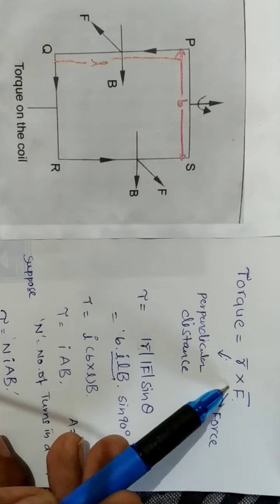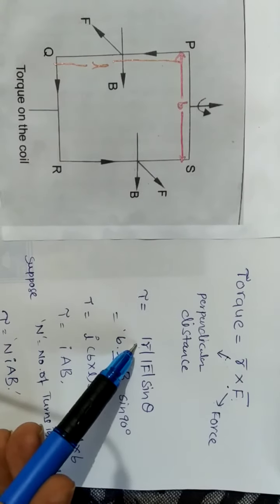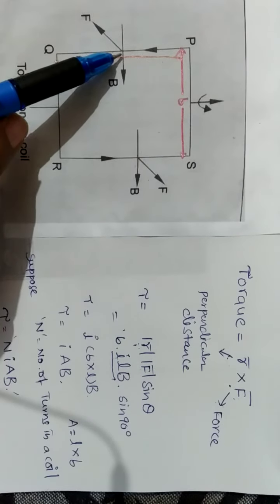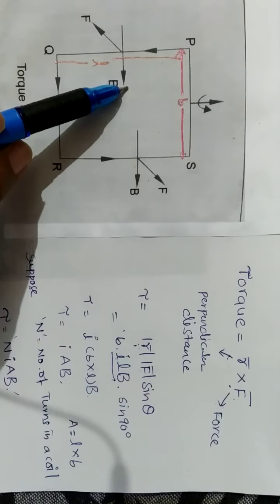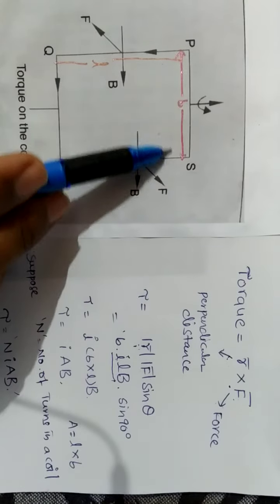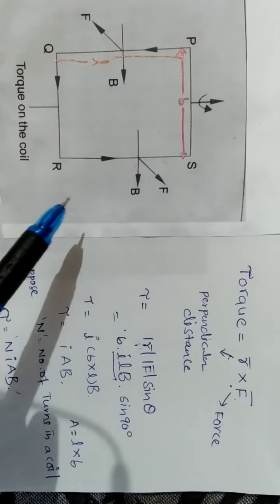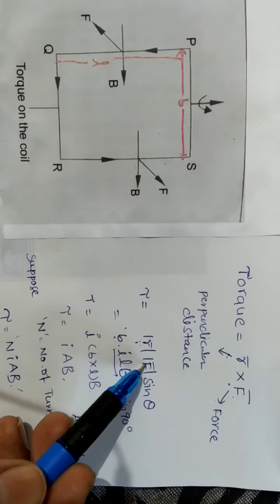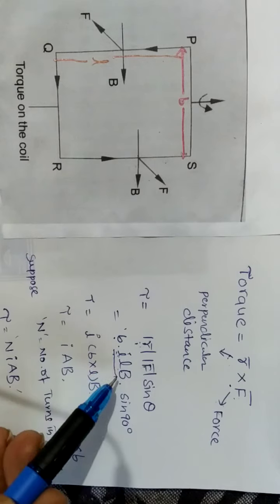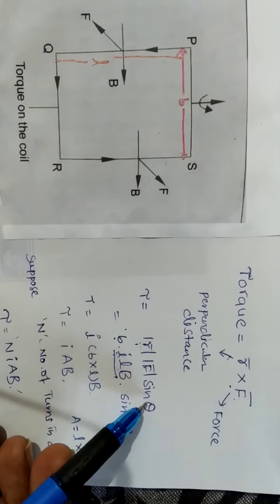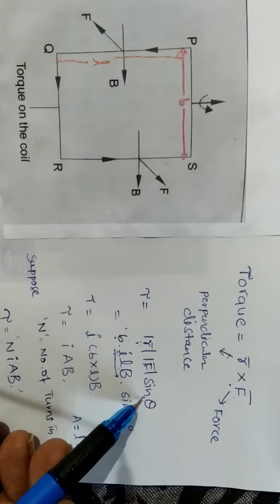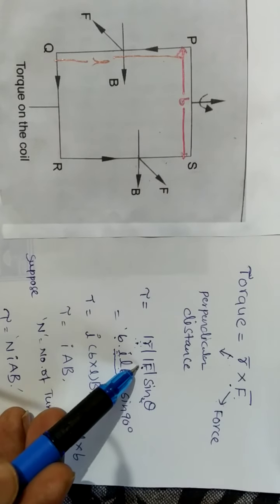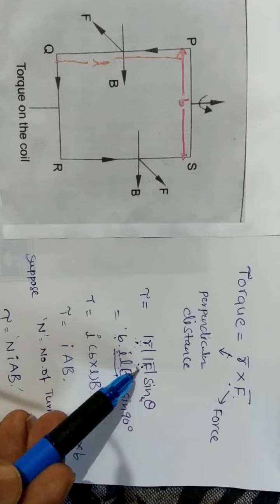Torque is given as R cross F. R is the perpendicular distance, meaning the distance between these two forces. The perpendicular distance between these two forces is nothing but b, the breadth of the coil. We assumed it. So we write b as the breadth of the coil, and F we calculated from the previous case, ILB. Okay, and theta. Theta is the angle between R and F.